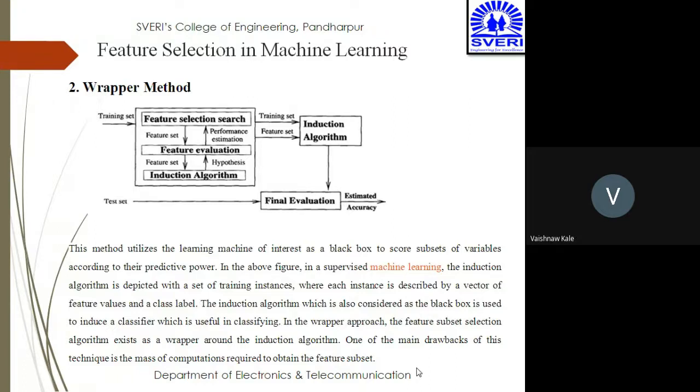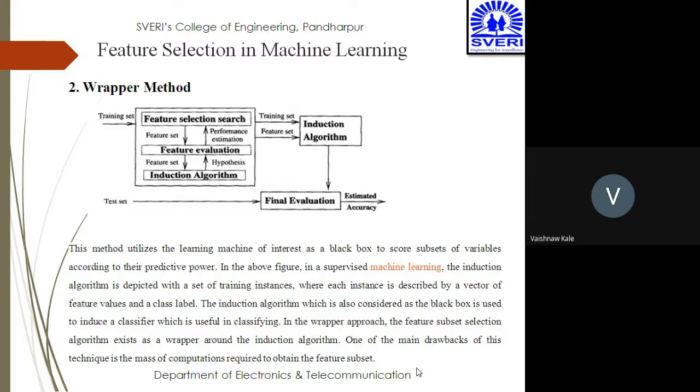सीधी सी बात है. In the wrapper approach, the feature subset selection algorithm exists as a wrapper around the induction algorithm. One of the main drawbacks of this technique is the mass of computation required to obtain the feature subset. So feature subset select karna is one of the most important tasks in this case. This is one of the drawbacks of the wrapper method, that it is difficult to handle the mass of computation required, because what is happening is that you're giving the training set to the feature selection approach, then it goes to the feature evaluation, and afterwards it makes a hypothesis, and then you make a performance estimation.